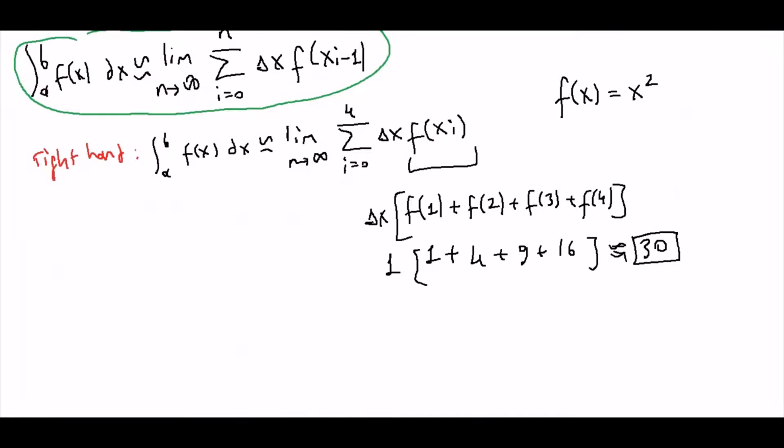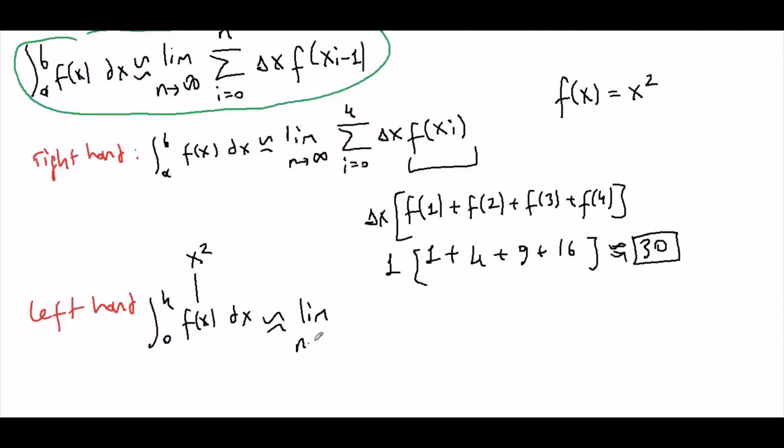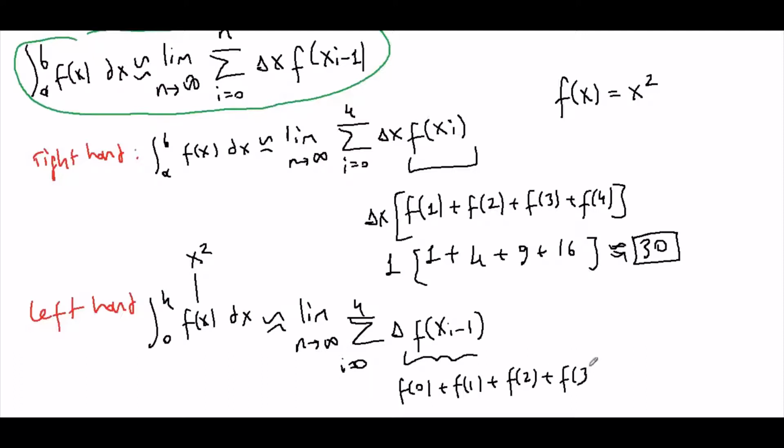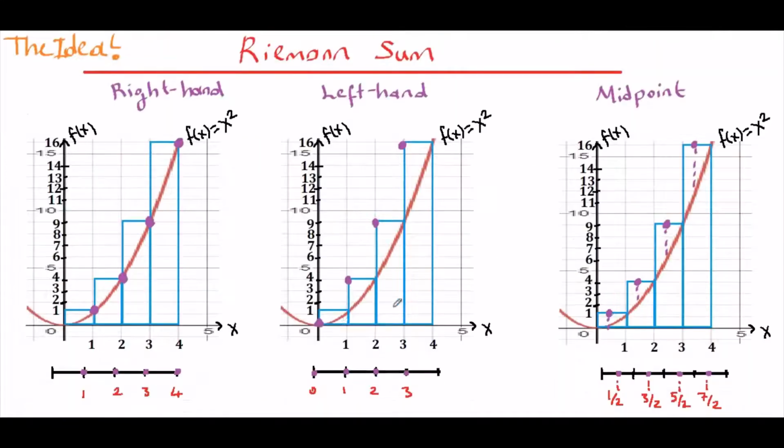Let's use the left hand rule. If we use left hand rule, our integral from 0 to 4 of f of x dx, which is x squared dx, is approximately our limit as n is approaching infinity, sum from 0 to 4 of delta x times f of x i minus 1, and that is f of 0 plus f of 1 plus f of 2 plus f of 3, because our leftmost point in each rectangle is starting from 0, 1, 2, and 3.